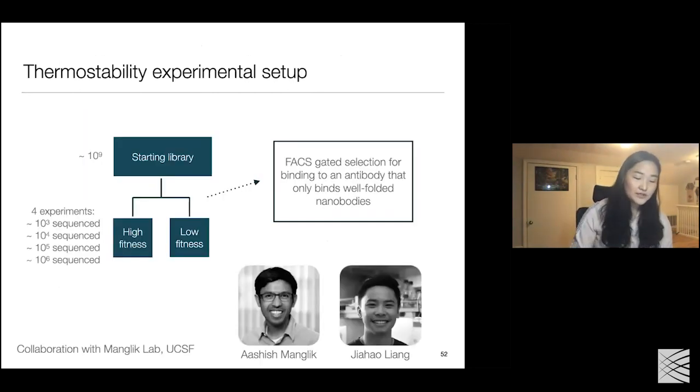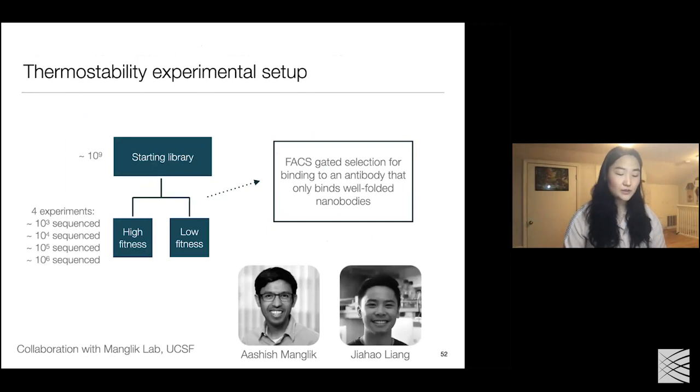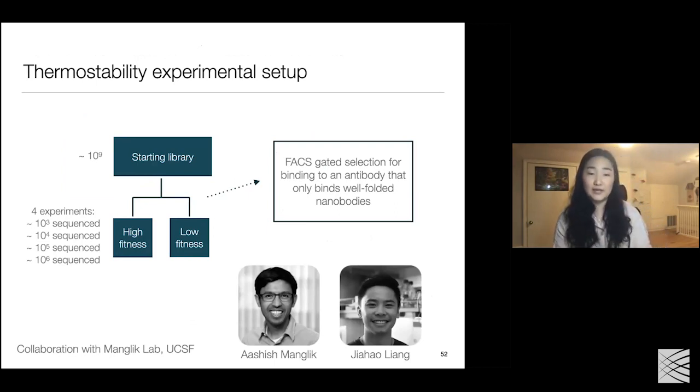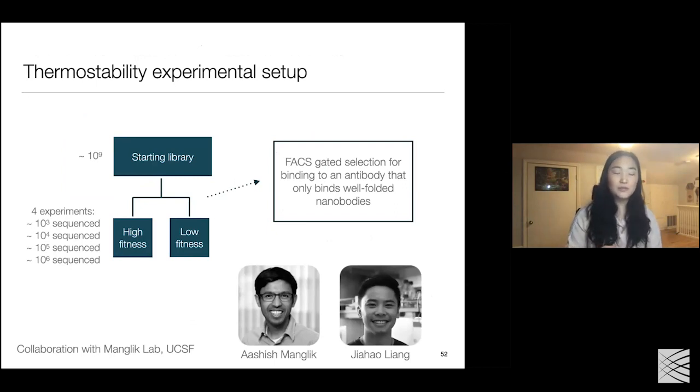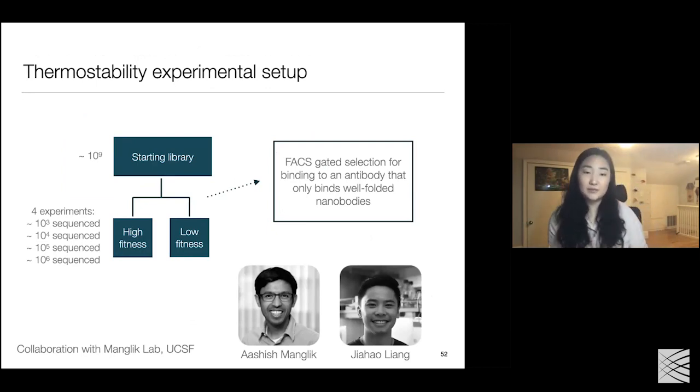Just for example, I want to begin by talking about thermostability. This thermostability experiment is done with Ashish and Jaho. What they have developed is an assay that really assesses the thermostability of a nanobody using an antibody that only binds to well-folded nanobodies. As you play with the temperature, you can see which nanobodies stay well-folded and maintain their structure because of the binding to this antibody.